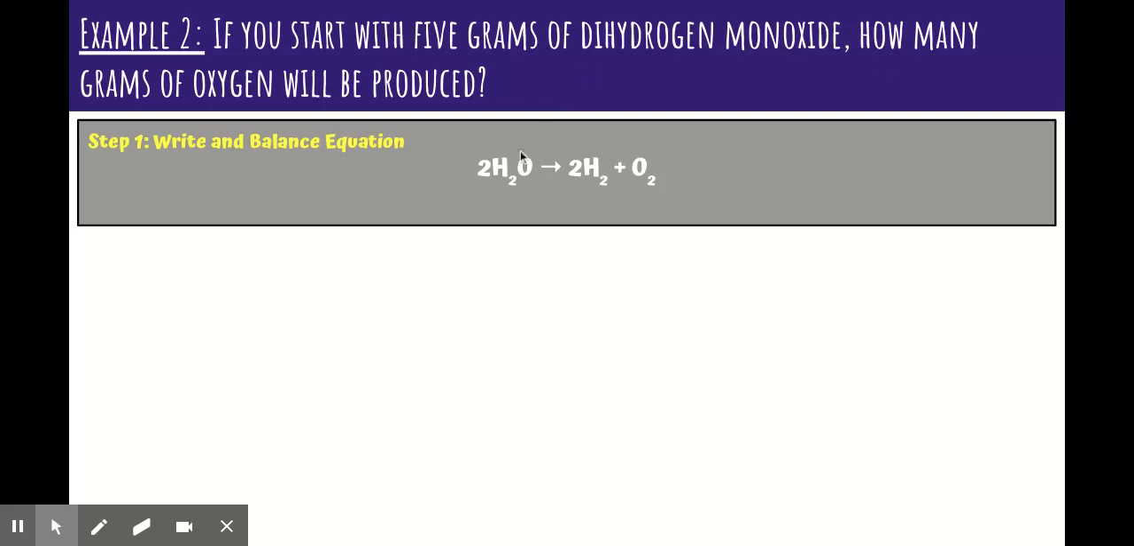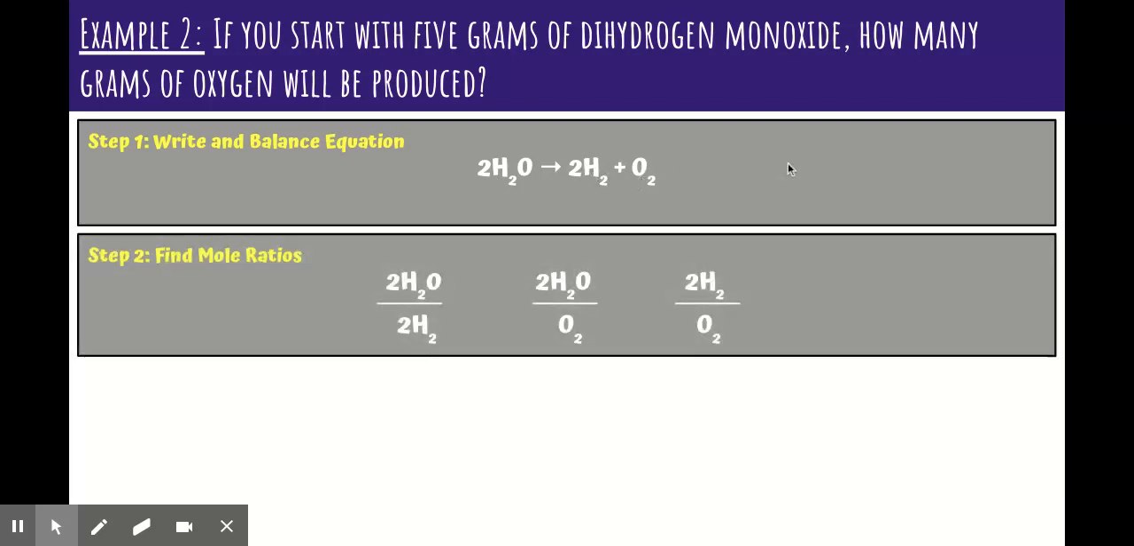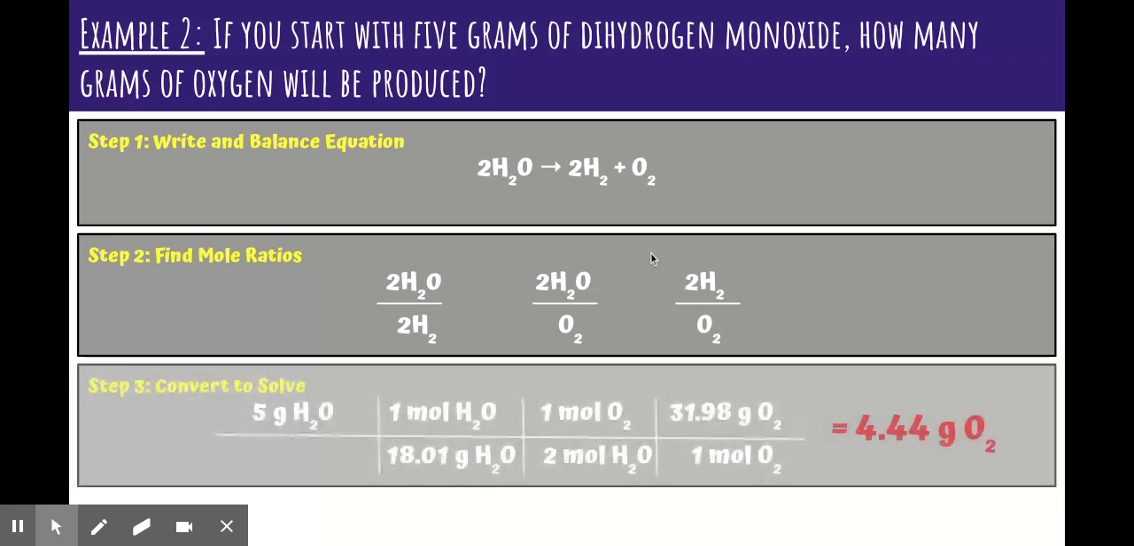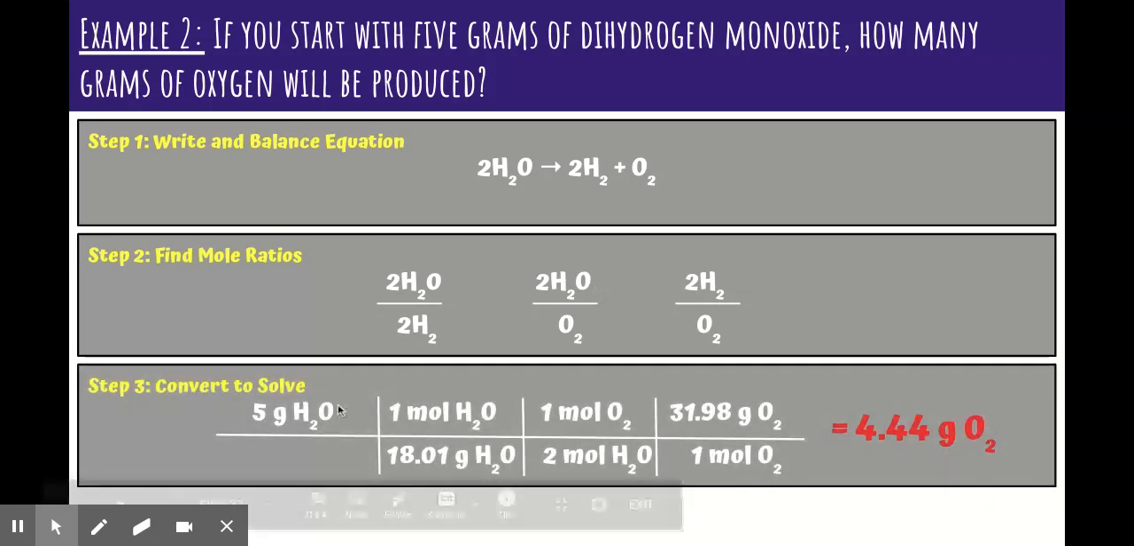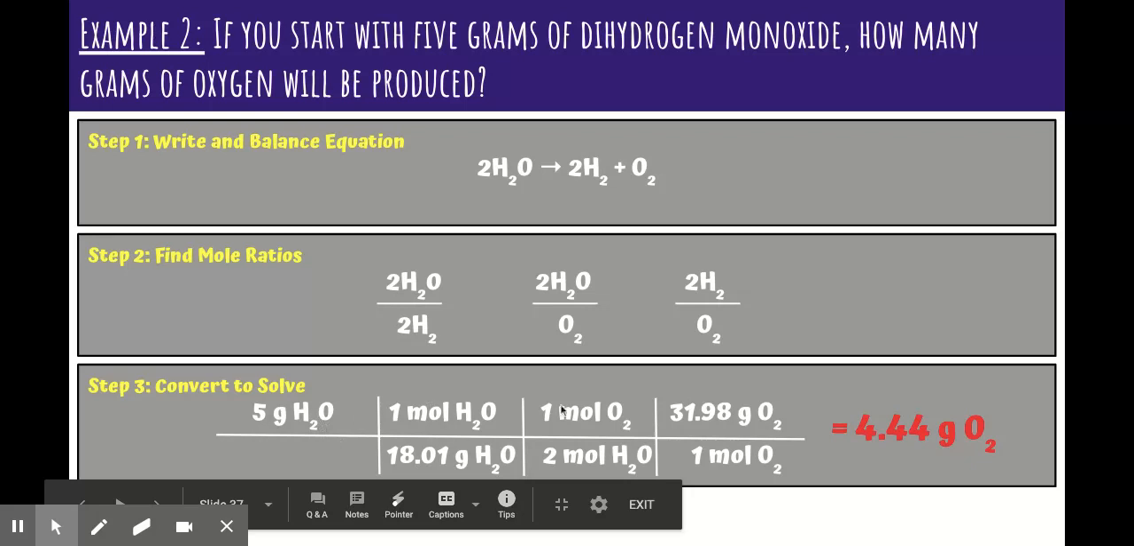So we start out with water. It's yielding hydrogen and oxygen, and then we're just going to balance this out. We have several different mole ratios. Okay, so if we're starting with 5 grams of dihydrogen monoxide, how many grams of oxygen will be produced? This one in the center is the one that we're going to use. And then you need to convert to solve. Just like on the last slide, there's 4 steps, and it goes exactly in the same order.